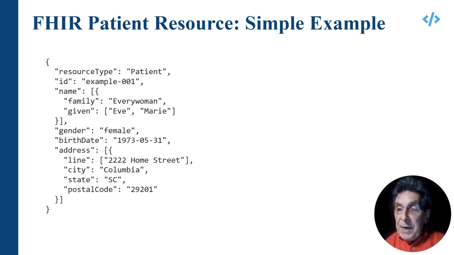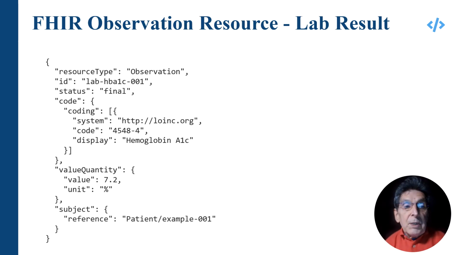Compare this mentally to the pipe-delimited v2 format with segment codes and field positions. Which would you rather work with if you're building a modern web or mobile application? I think it's clear that JSON's easier to work with. Here's one more example, an observation resource representing a lab result for hemoglobin A1C test.